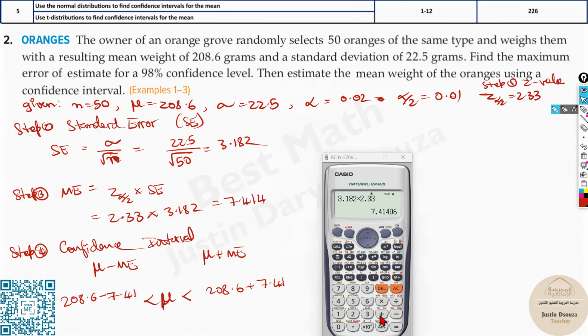And then all we do is 208.6 minus 7.41. The answer over here is 201.2. I'll just round it off to the nearest tenth, 201.2. And the maximum value will be, just add this up, it is 216.0, 216 basically. So that must be the answers.